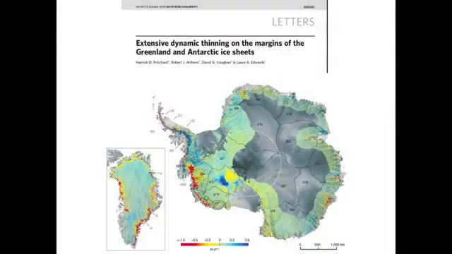Now remember, there's about 7.3 meters of ice equivalent sea level rise locked up in the ice sheet on Greenland, about 4 meters, as Jonathan said, on West Antarctica, and a little more than 50 meters of ice locked up on the East Antarctic ice sheet and continent.